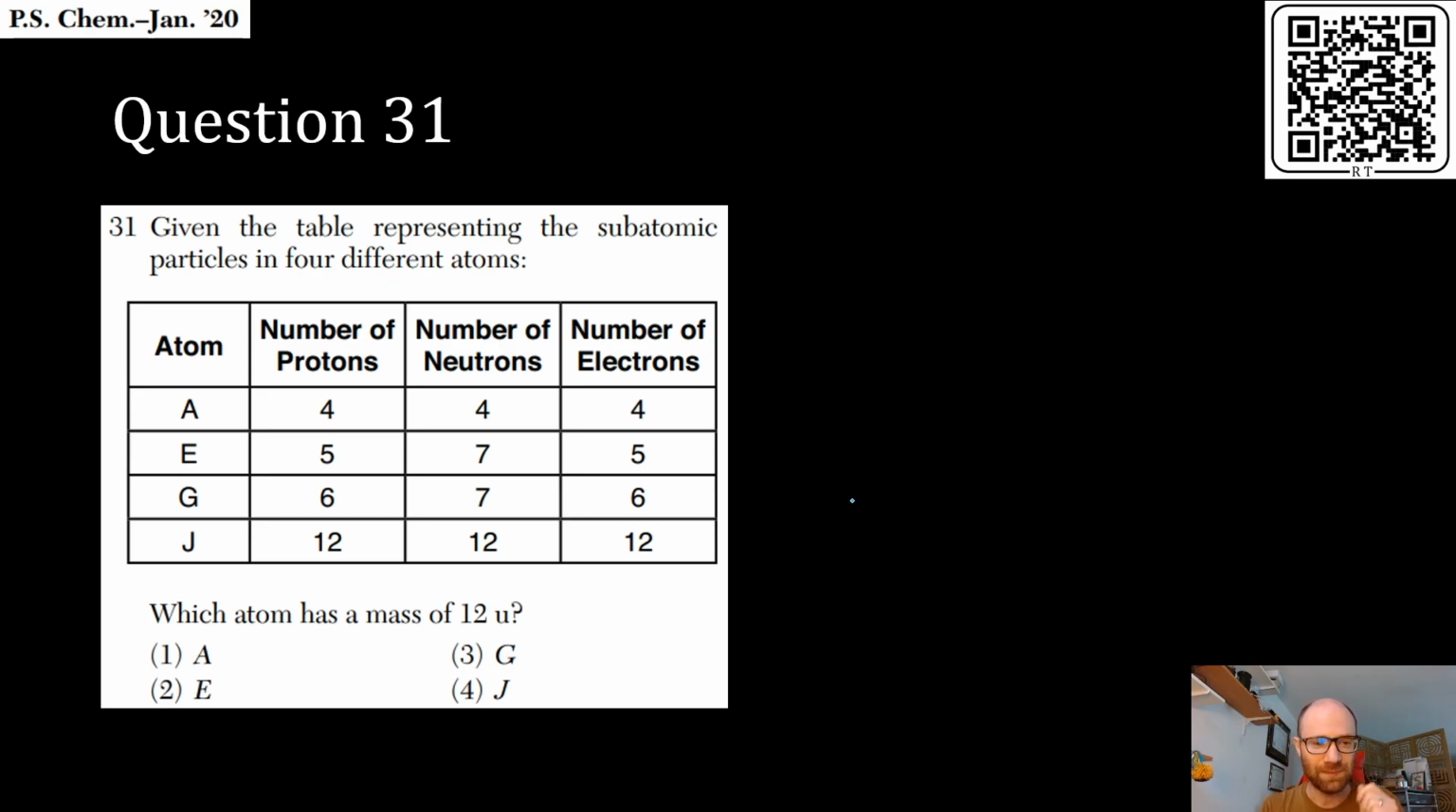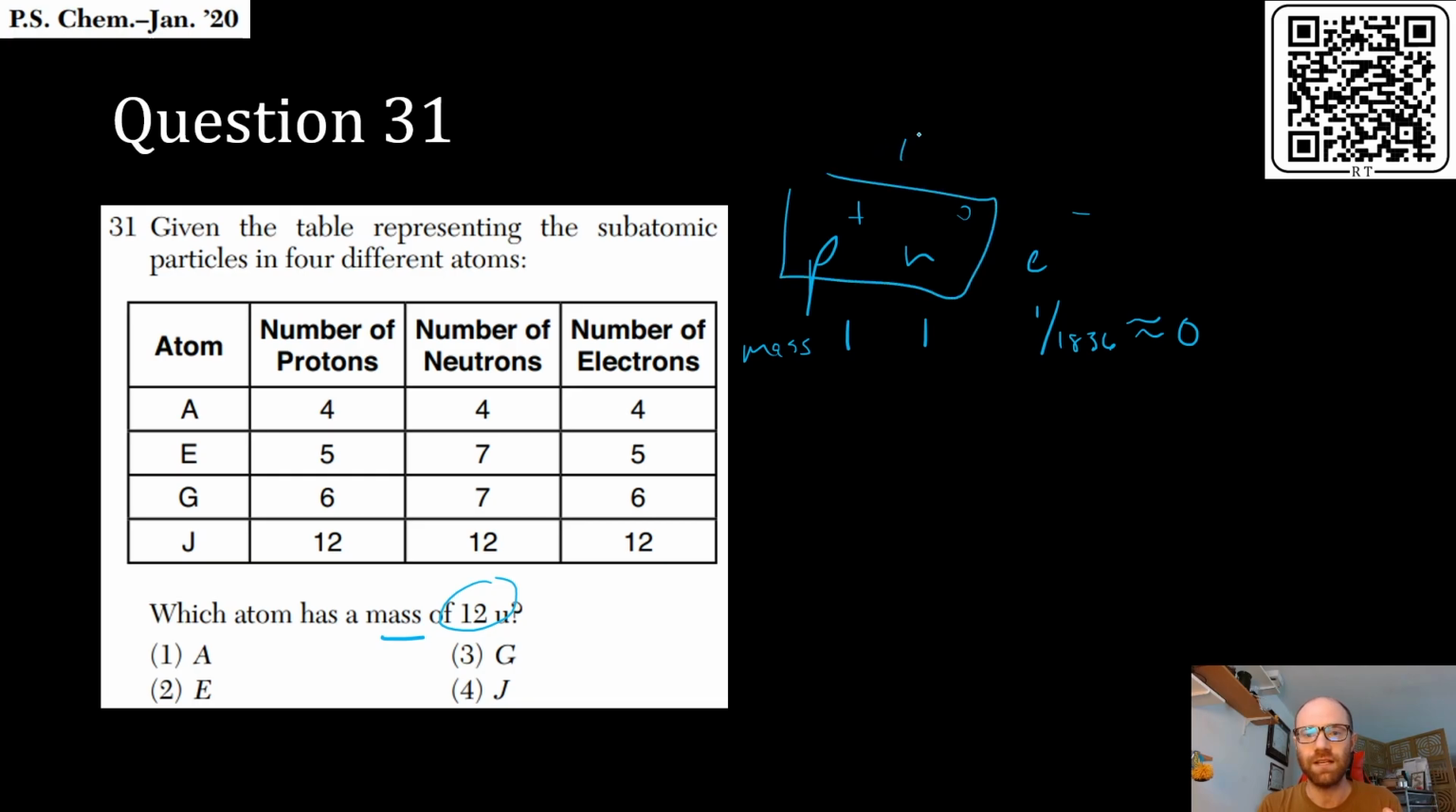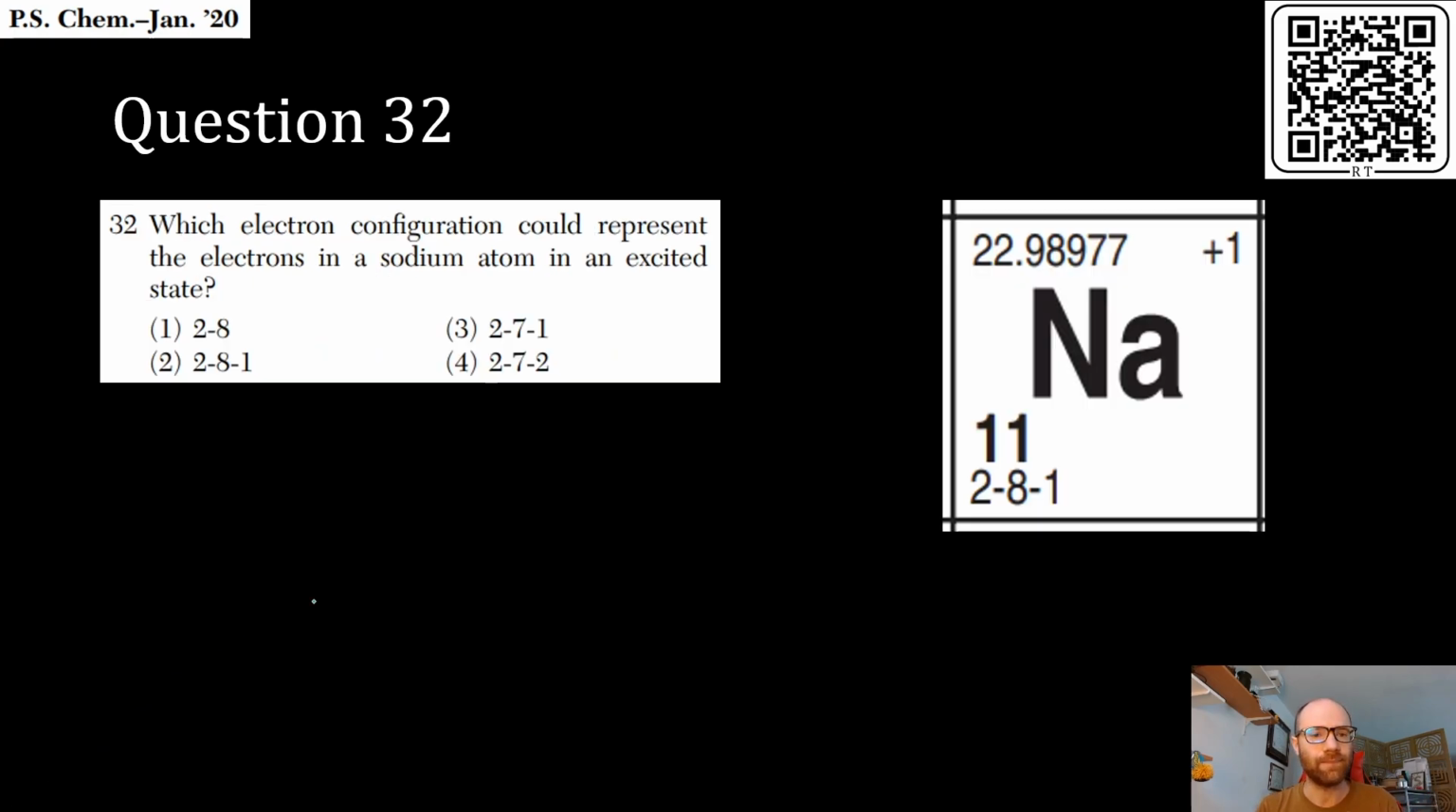For question 31, we want to know which atom has a mass of 12 u. So we've been given protons, neutrons, and electrons. And really quick, if we remember, we've got a mass of 1 for the protons and neutrons, and a mass of 1 over 1836 for electrons, which is essentially 0. The charges we're not going to worry about because we're only worrying about mass. So we want a mass of 12, which means we want the sum of protons and neutrons to be 12. Looking down our numbers really quickly, we've got 8, 12, 13, and 24. So our answer here is going to be 2, element E, or atom E.